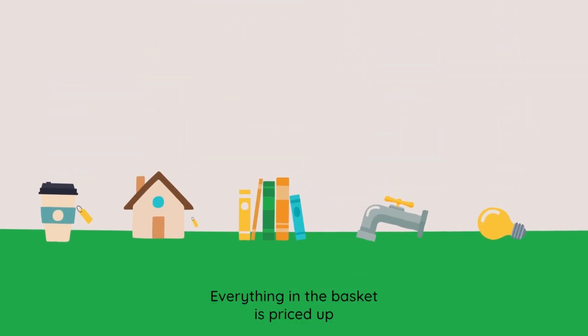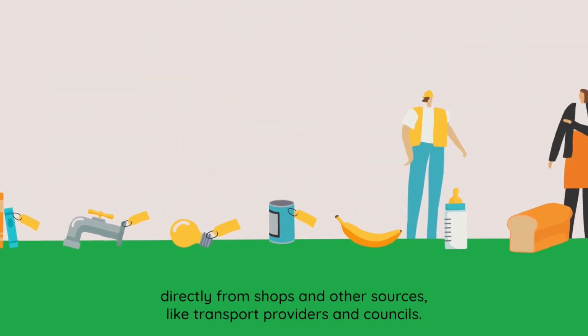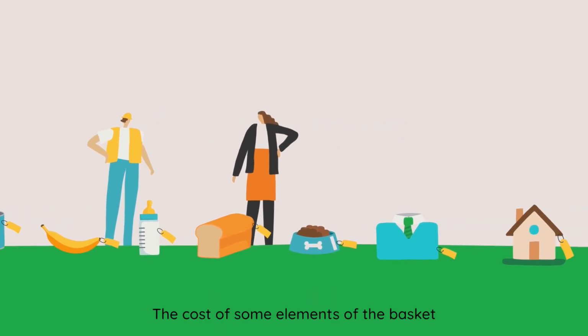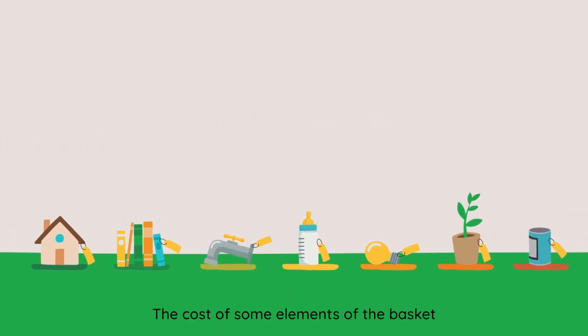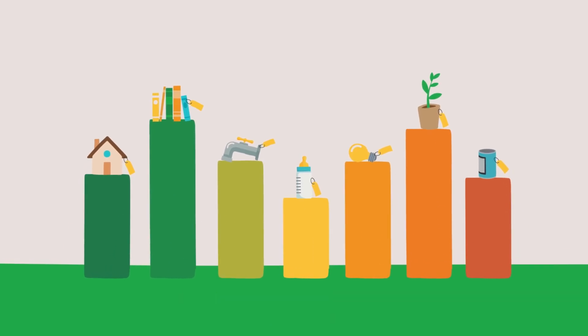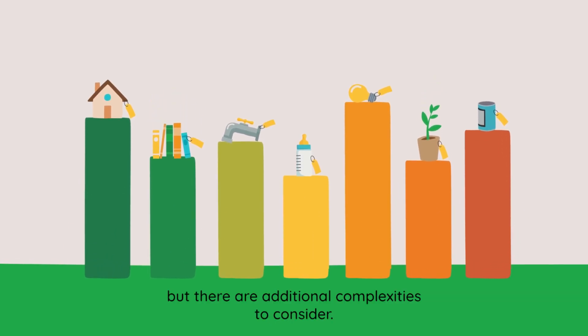Step 2. Everything in the basket is priced up directly from shops and other sources like transport providers and councils. The costs of some elements of the basket are driven upwards by the same pressures that affect inflation. But there are additional complexities to consider.